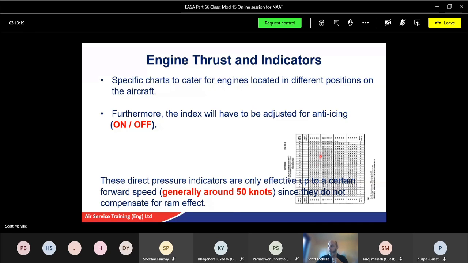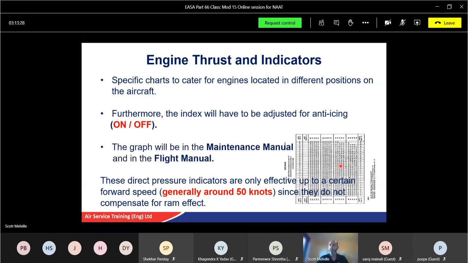Apologies for that covering there, but the chart's in your book. It's not clear here, but you would use that as a reference anyway. As I said, the graph will be in the maintenance manual or the flight manual. And again, the PIs are only affected up to a certain forward speed, and it does say roughly about 50 knots, since they don't compensate for ram effect.